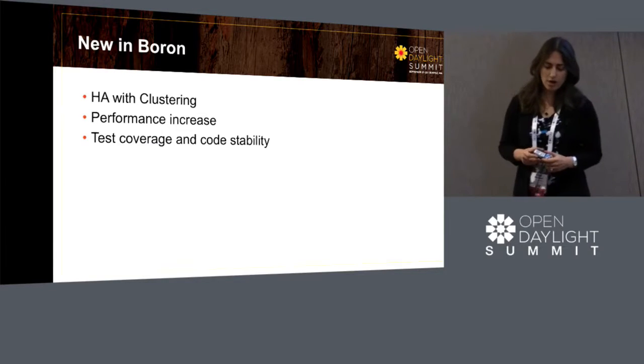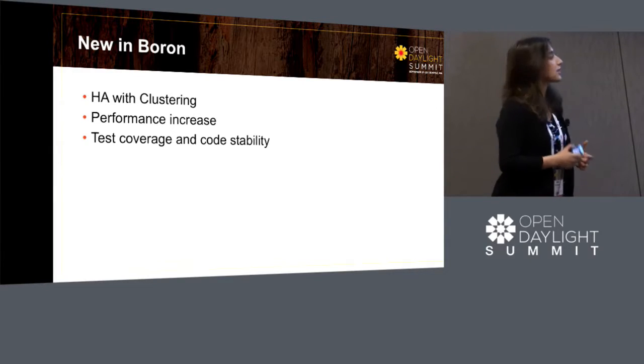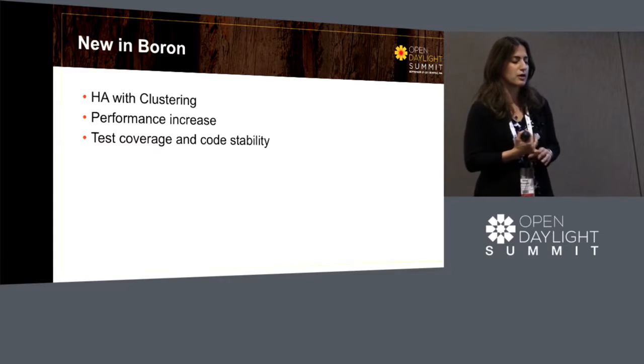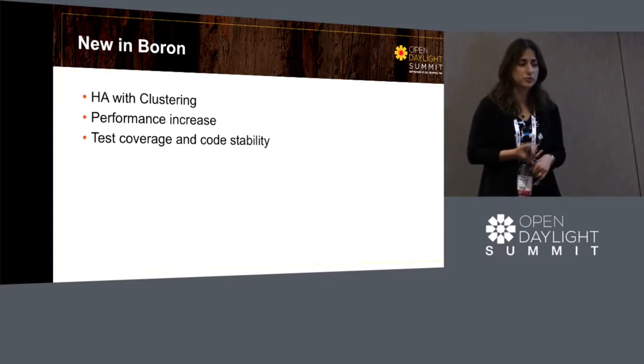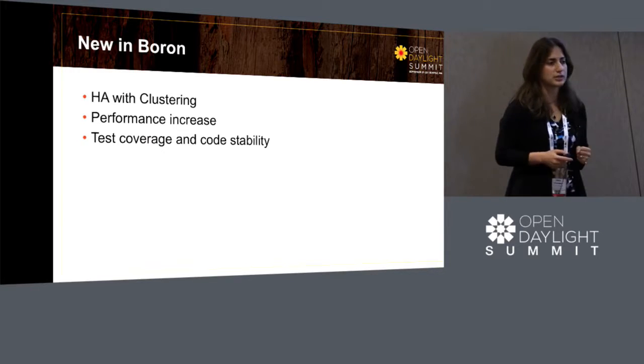So in Boron, one of the main features that we have is high availability using the clustering of the data store. We also have a considerable increase in performance, and test coverage and code quality have also increased.